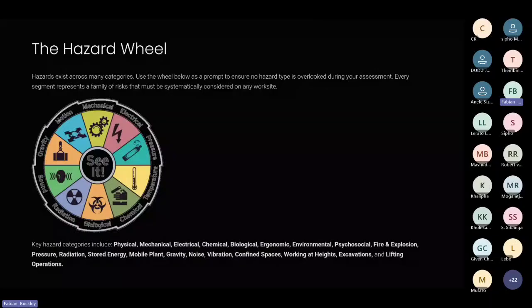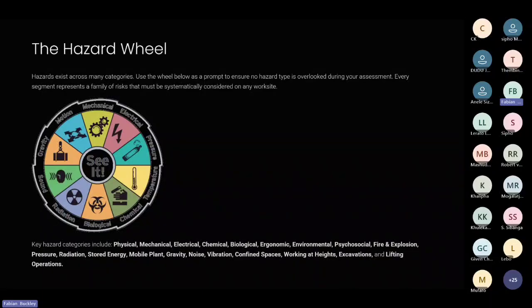Okay, so this is the hazard wheel. The hazard wheel was made famous, or let's say popularized, by Chevron. They were one of the first organizations that started this hazard wheel, and it's a very good tool to use as safety professionals because it gives you proper guidance as to what a hazard actually is. So, hazards exist across many categories. We use the wheel below as a prompt to ensure no hazard type is overlooked during our assessments. Every segment represents a family of risks that must be systematically considered on any work site.